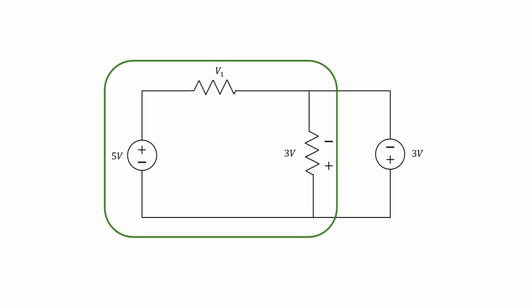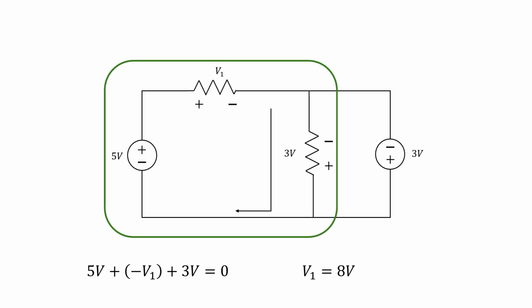We'll assume the polarity of V1 to be positive to negative in the clockwise direction, as voltage drops across resistors. Using the values and polarities we've established, the equation is 5 volts minus the value of V1 plus 3 volts equals 0, and rearranging, V1 equals 5 volts plus 3 volts, or 8 volts. We have now found all voltages in the circuit.